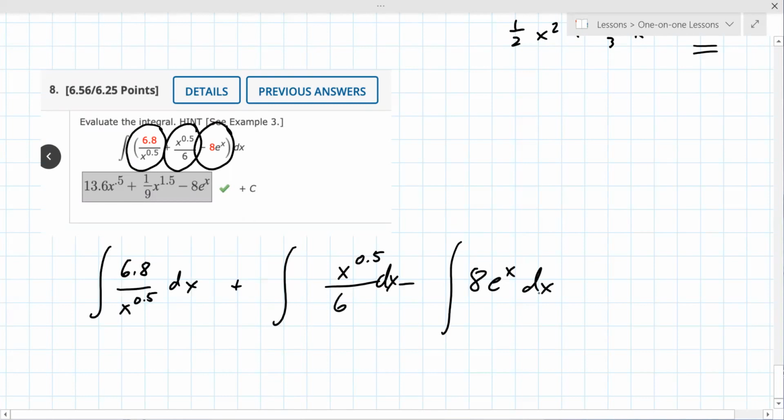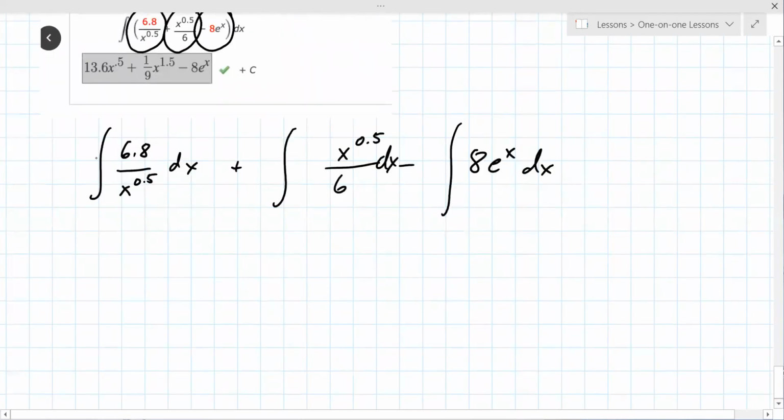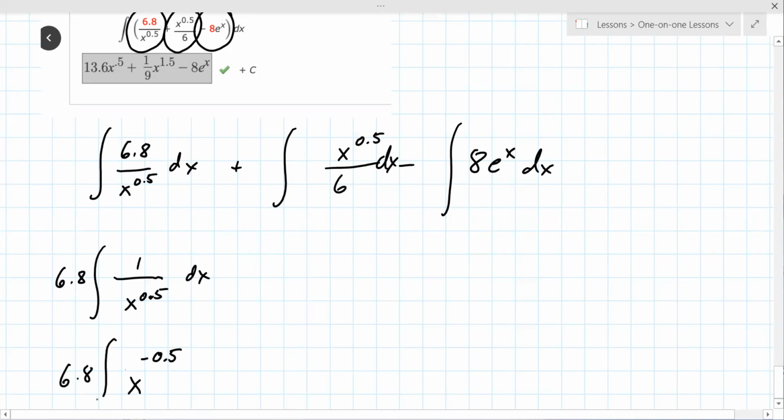So the next thing here is we've broken this up into three separate integrals. For this first one, the way you want to visualize it is: this 6.8 can come out in front, and then this is 1 over x to the 0.5 power. But you generally want to write it as x to a power. So if I write negative 0.5, that's how this 0.5 goes up to the top. And it's usually good as a new calculus student to write it this way, because then you're just using power rule. You're just adding 1, dividing by the new exponent, and so on.